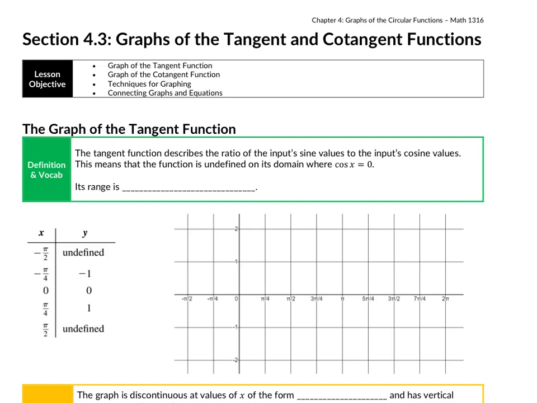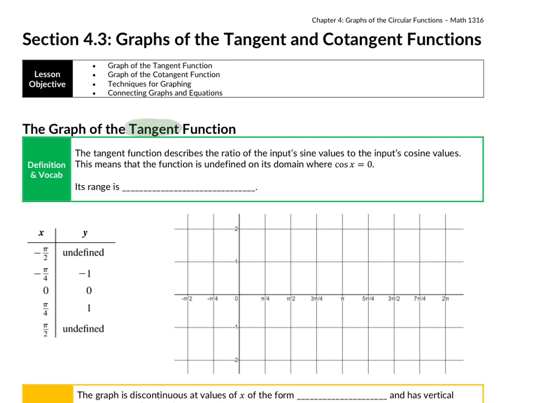In section 4.3, we're going to talk about the graphs of the tangent and cotangent functions. So we know these are two of our 6 trig functions, and they also have peculiar graphs associated with them. Let's start then with the tangent function.